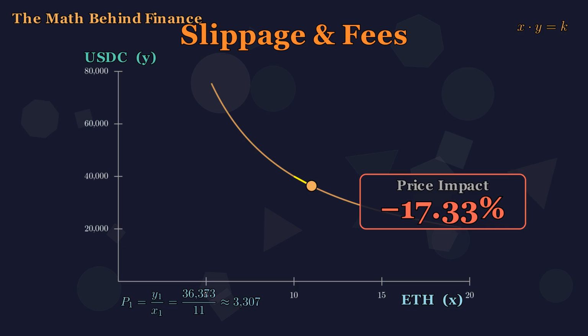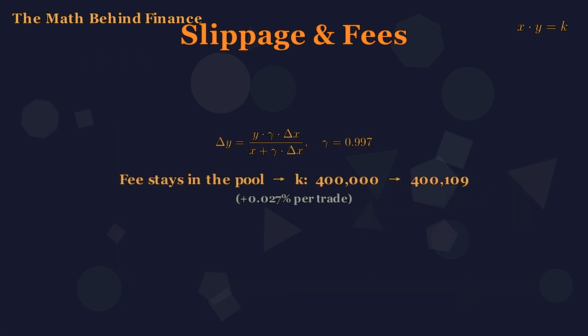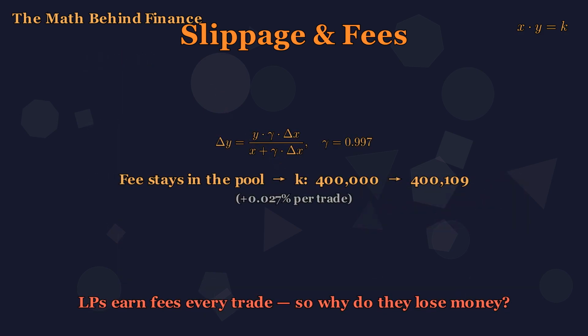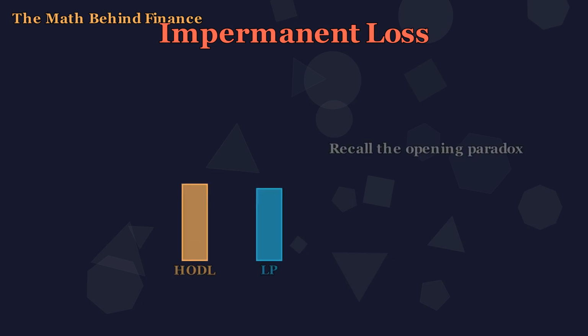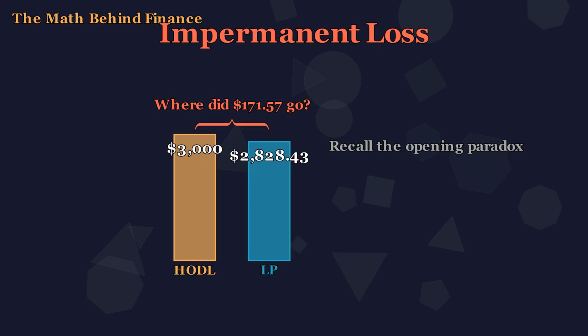As for the 0.3% fee, it stays in the pool. K grows, so LPs collect fees on every trade. Then why do they sometimes lose money? Remember the paradox from the opening? You deposited $2,000. ETH doubled. HODL was worth $3,000, but LP was only $2,828. $172? Gone. Here's the math, and the dollars won't lie.